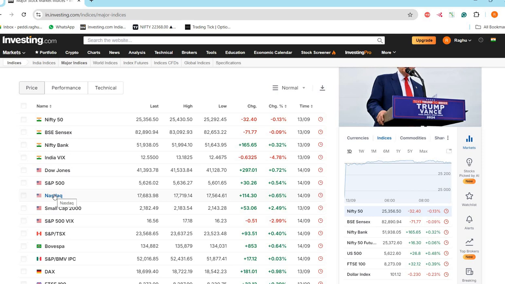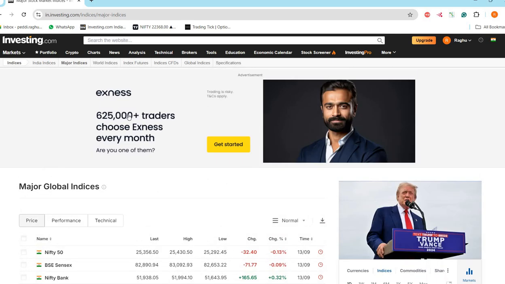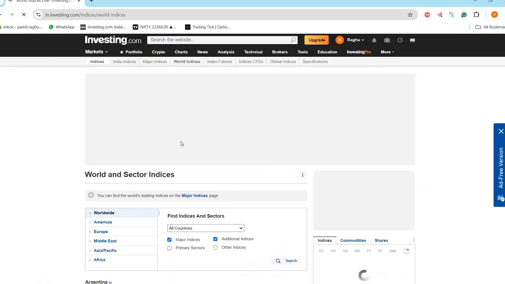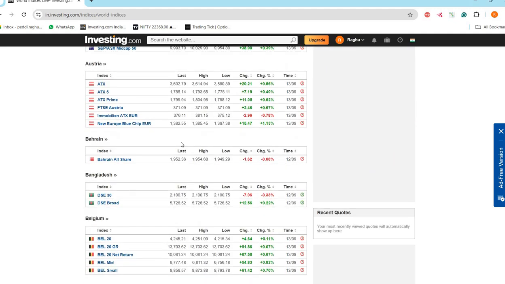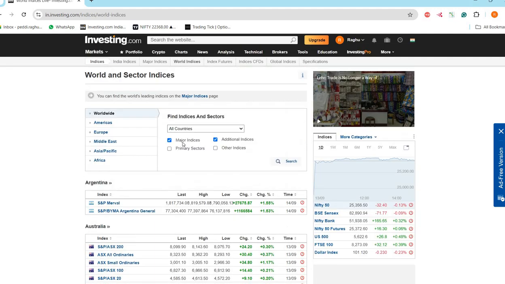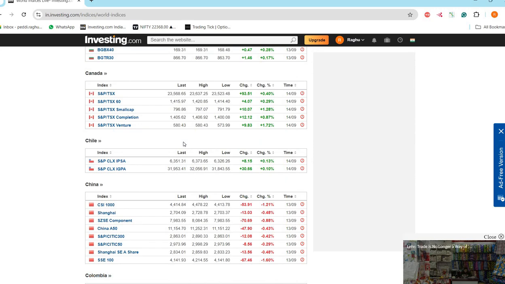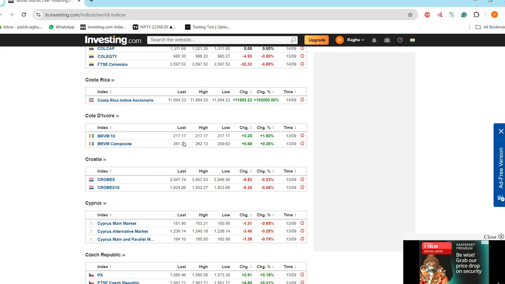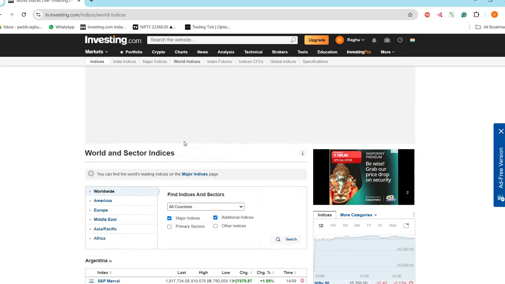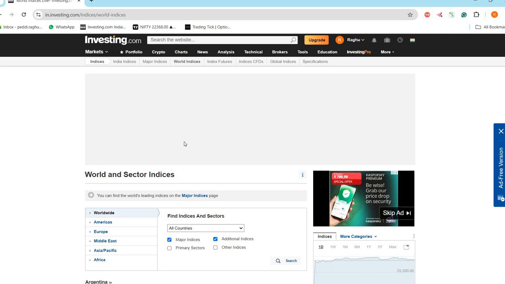Okay, so apart from this, we also need to check commodities and bonds. So you can see here the commodities and bonds will also be there. World indices, you can see every world index as well. China, Colombia, Czech Republic, everything. So based on this, analyze the global market and market sentiment and how we need to trade.